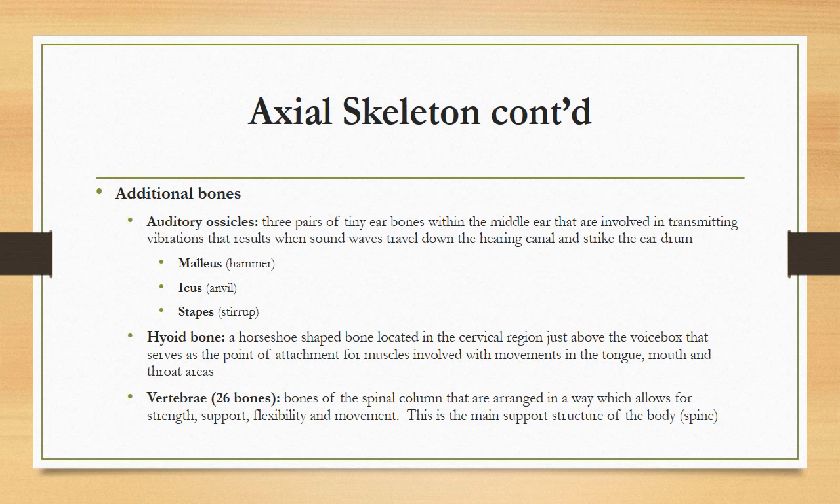Now we have the hyoid bone, a horseshoe-shaped bone located in the cervical region just above the voice box that serves as a point of attachment for muscles involved with movements in the tongue, mouth, and throat. The vertebrae, which are 26 bones in the spinal column, are arranged in a way which allows for strength, support, flexibility, and movement. This is the main support structure of the body, your spine.